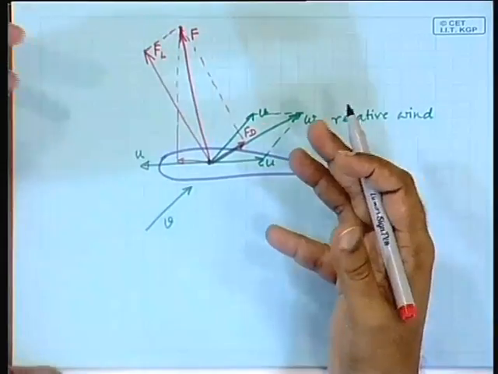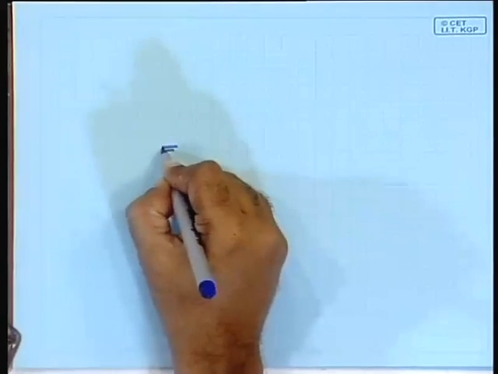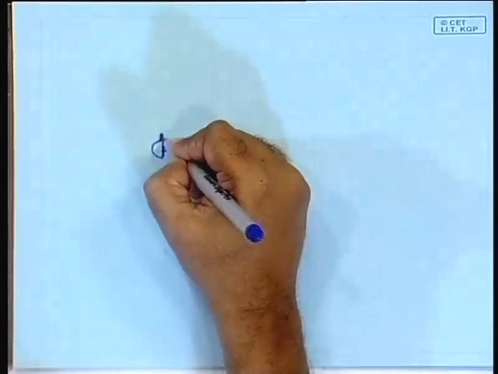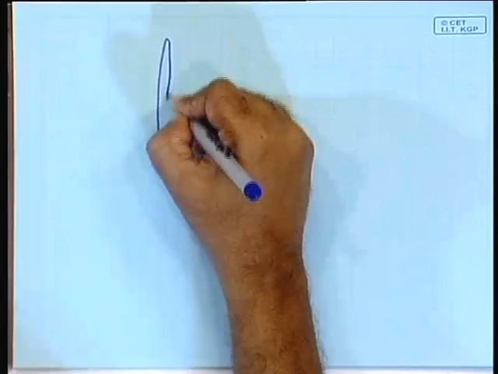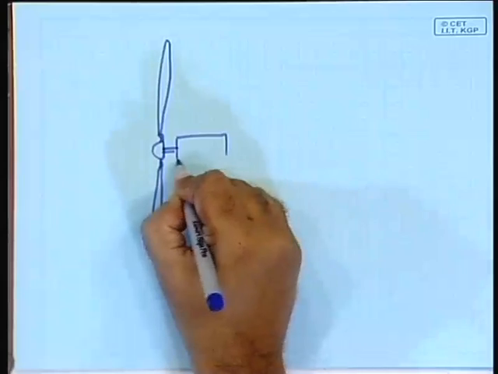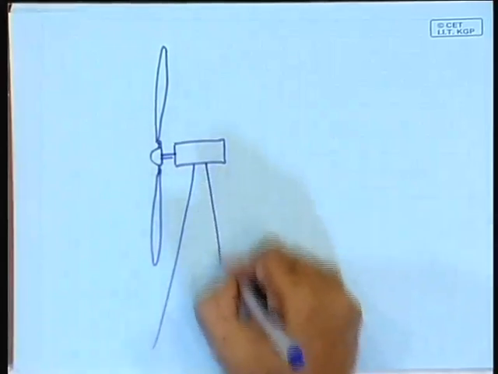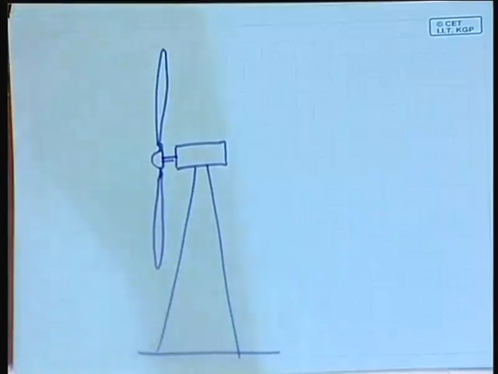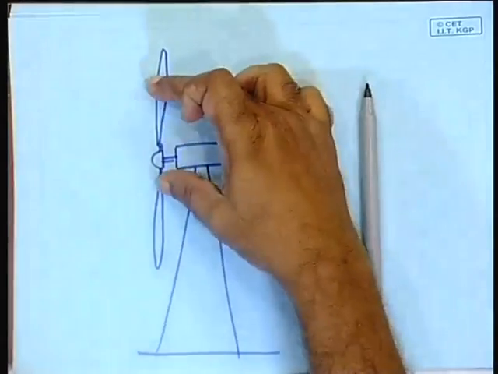Okay, after having understood this, the natural question is, how exactly is this airfoil oriented in the wind turbine? Where is the airfoil? Airfoil is something like this. See, a modern wind turbine looks something like this. You have a shaft, it is a horizontal axis wind turbine, and there is a blade here, there is another blade here, and it has to be on top of a tower. That is the structure. And this fellow is rotating like this.